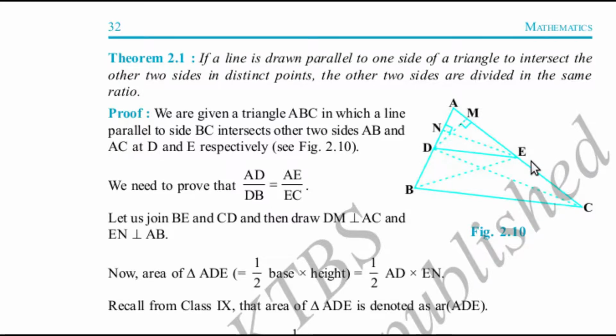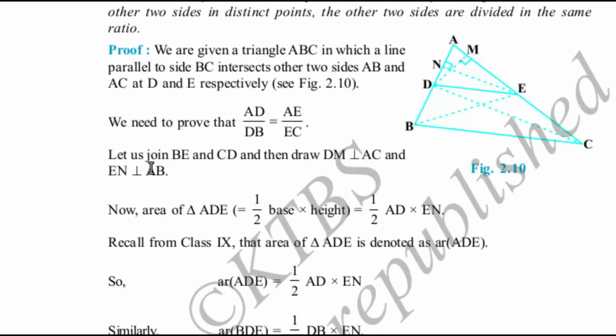So we need to prove that the ratio of AD divided by DB is equal to the ratio of AE divided by EC. This is the core idea of this theorem. So we will prove it. Now let us join BE and CD. We will draw a perpendicular line NE to AD. Next we will draw a perpendicular line DM on AE.